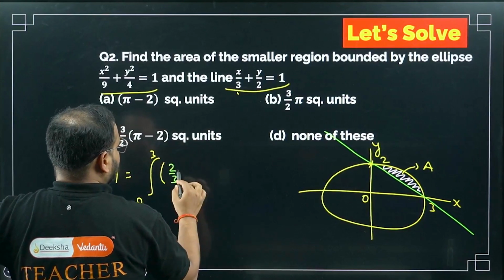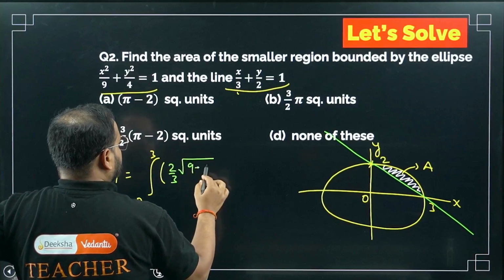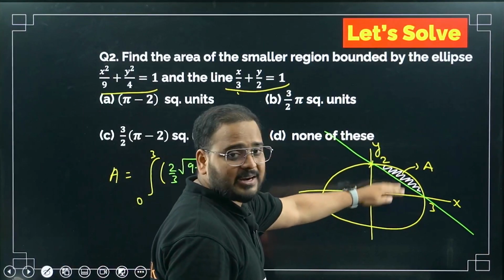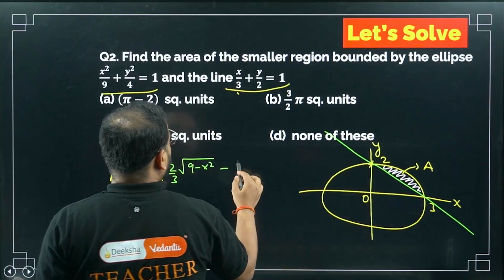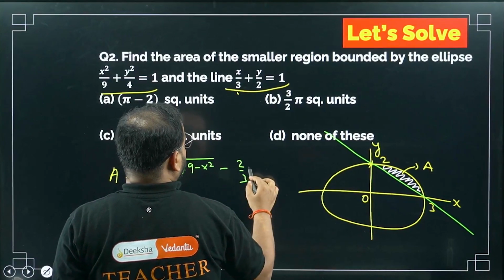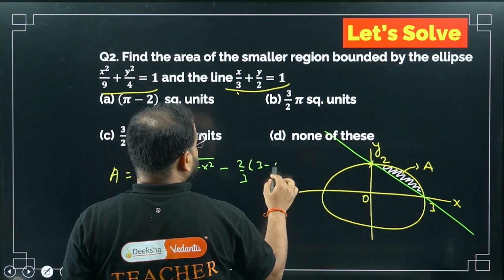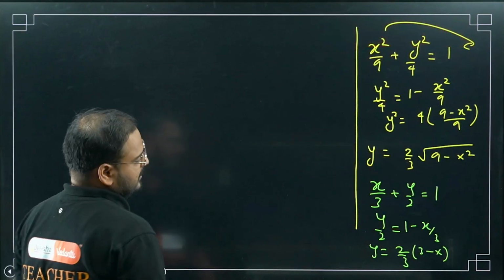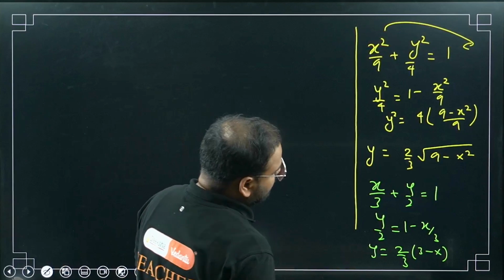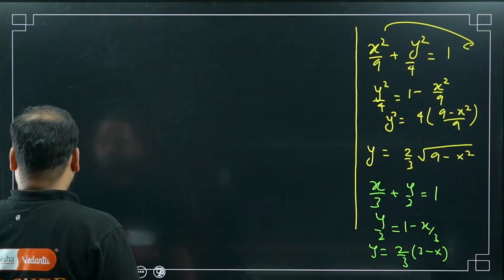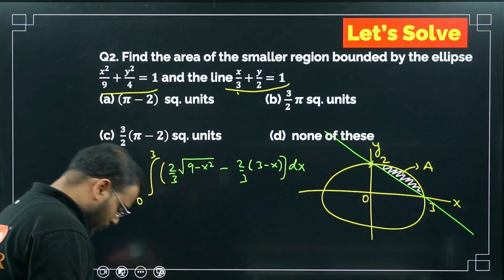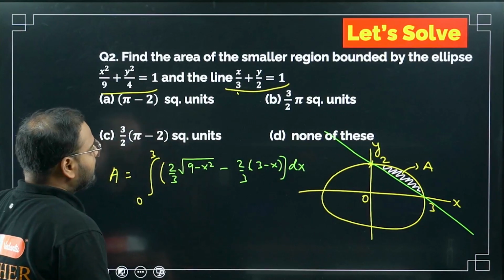2 by 3. My minus sign will come, because after the ellipse I have to subtract the area under the line, so it will become 2 by 3 again, 3 minus x. Let's cross check this. 2 by 3 root of 9 minus x square, 2 by 3 3 minus x. Yes sir, okay, no problem over here. Okay, let's move on. How can we solve this from here?